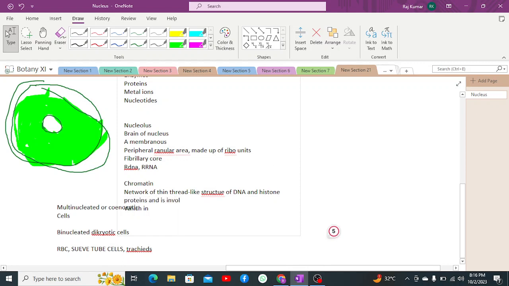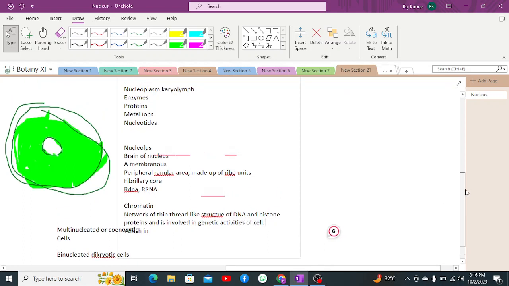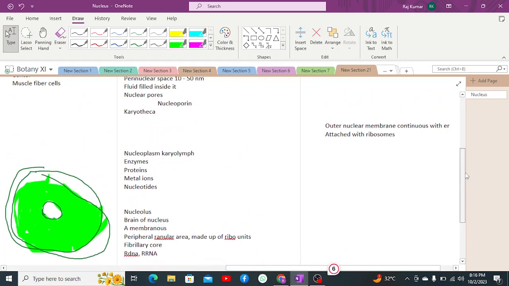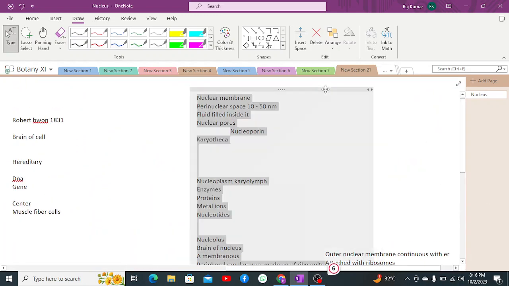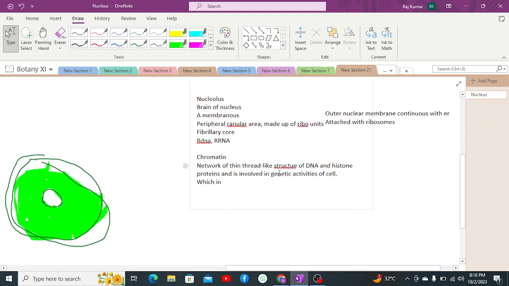and is involved in genetic activities of cell. The genetic material of cell is present inside the DNA in the form of gene, which is enclosed in the chromatin network alongside the histone protein.